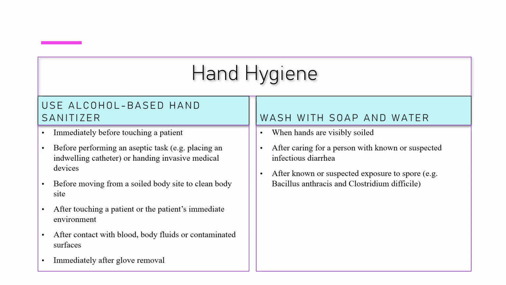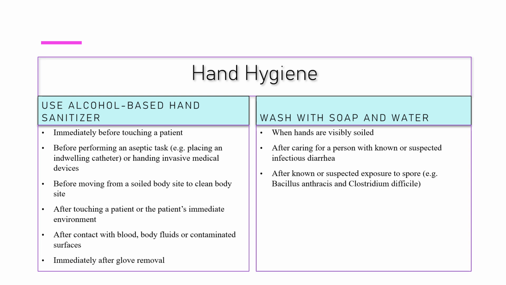The CDC lists when you should wash your hands with soap and water or when you can use hand sanitizer. Alcohol-based hand sanitizers are the most effective products for reducing the number of germs on the hands of healthcare providers. It is the preferred method for cleaning your hands in most clinical situations. On this slide, you can see when each method is appropriate during routine patient care.